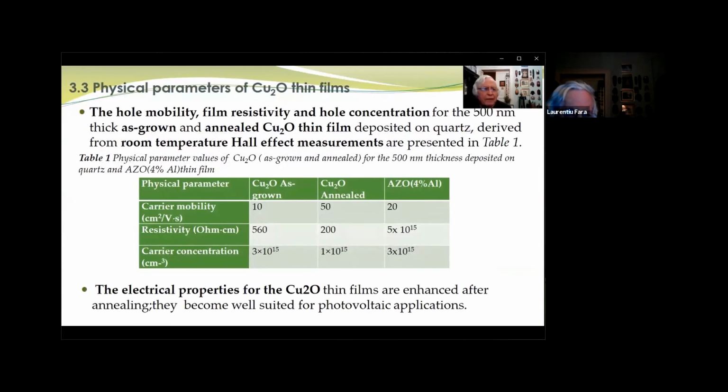The main physical parameters are the Hall mobility, film resistivity, and the Hall concentration for 500 nanometer thick copper oxide, in two cases, as-ground and annealed, deposited on quartz. And these parameters could be obtained based on Hall effect measurements. The results are presented in this table, table number 1.